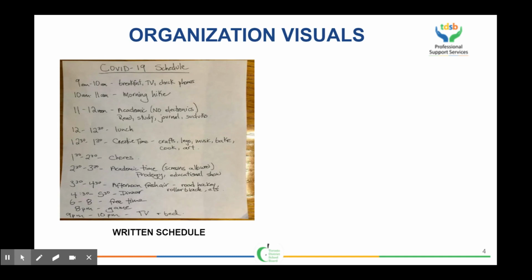Work expectations are clearly laid out. This predictability helps to reduce anxiety. However, if seeing the entire day in writing is too overwhelming, the schedule can be written in sections of the day instead.